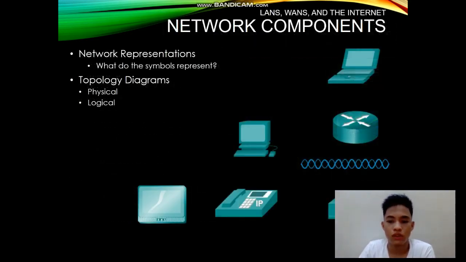Network components, network representations. What do these symbols represent? The ones above are the laptop, the desktop, the router, and the wireless media. This one that was being covered by my video is the printer. This one is the IP phone, and the tablet. A topology diagram has physical and logical types.